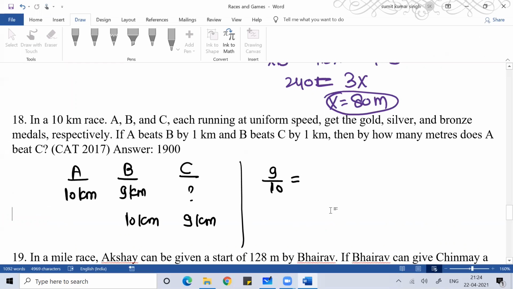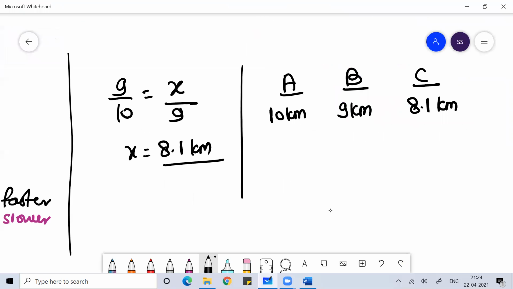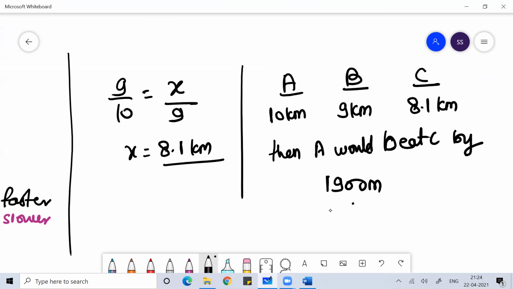In a 10-kilometer race, A, B, C, each running at uniform speed, get gold, silver, and bronze medal respectively. If A beat B by 1 kilometer and B beat C by 1 kilometer, you can understand the relation. When A covered 10 kilometer, B covered 9 kilometer, then C would cover 8.1 kilometer. Then by how many meters does A beat C? It came in CAT 2017. Then A would beat C by 1900 meter or 1.9 kilometer.